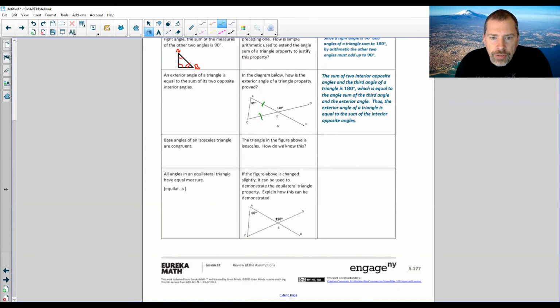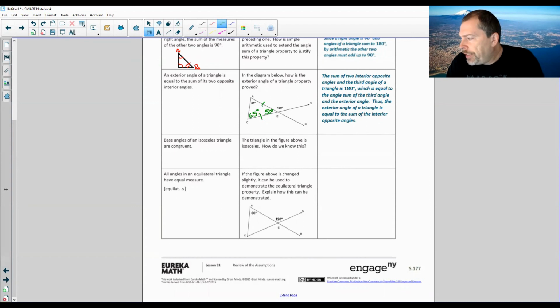How do we know this? Well, if this is 130, this is 50 degrees. And 65 plus 50, and remember, remote interiors add up to this. So this has to be 65 because 65 plus 65 is 130. So 65 and 65, the triangle in the figure above is isosceles. How do we know this? Base angles of an isosceles triangle are congruent.